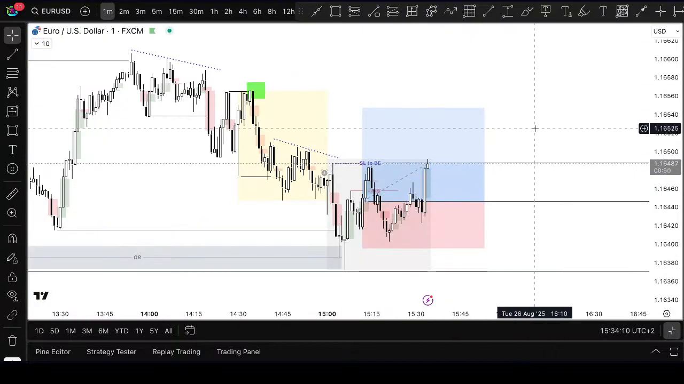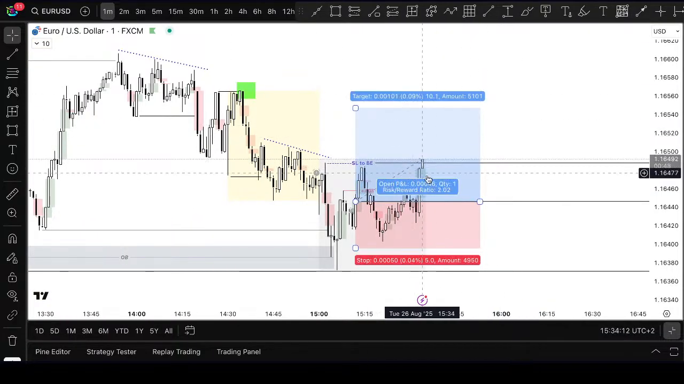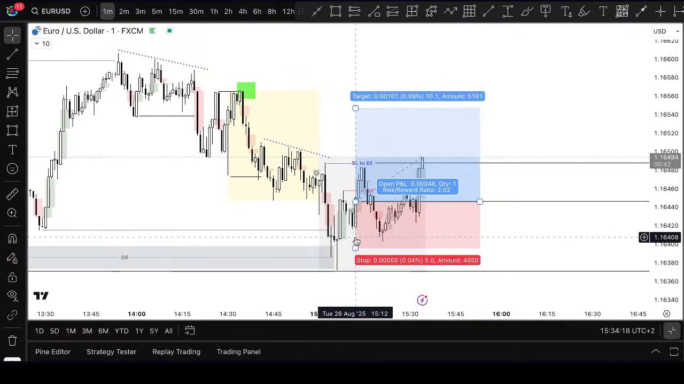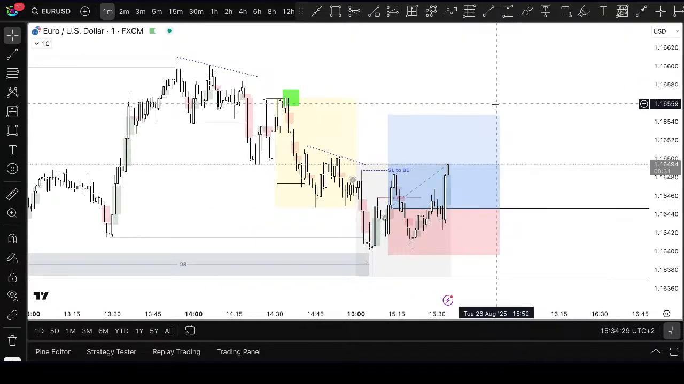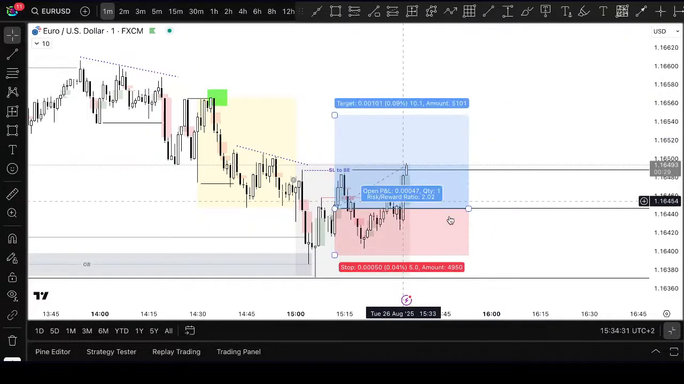SL to B. Yeah, man, that is real bad. I had this trade, I was correct, and still I lost the trade. Man, that is so bullshit. The spread took me out. My bad, I should have taken care.